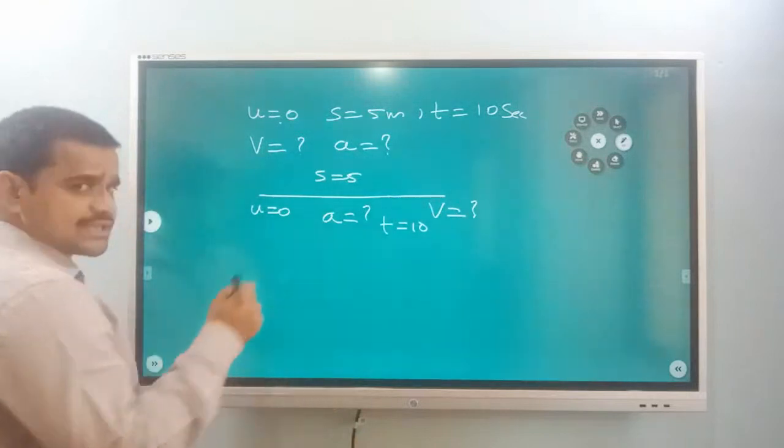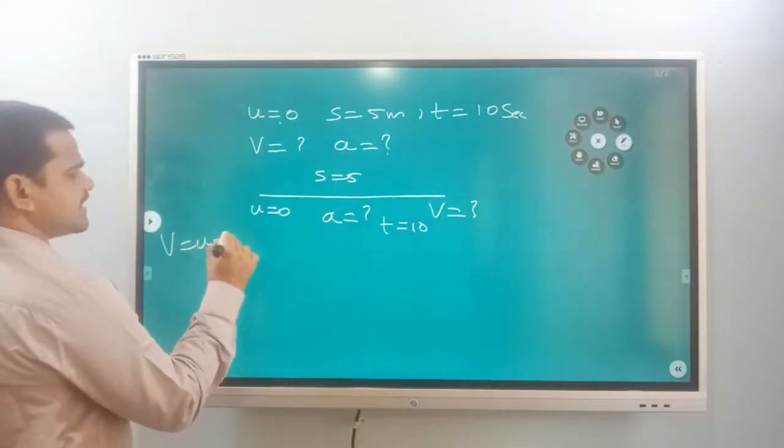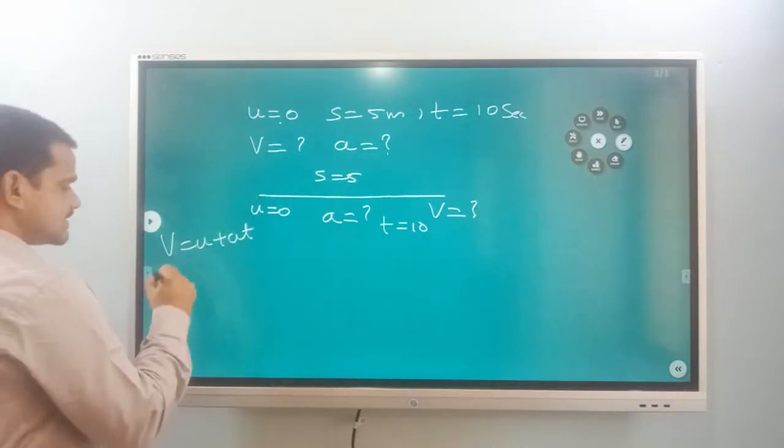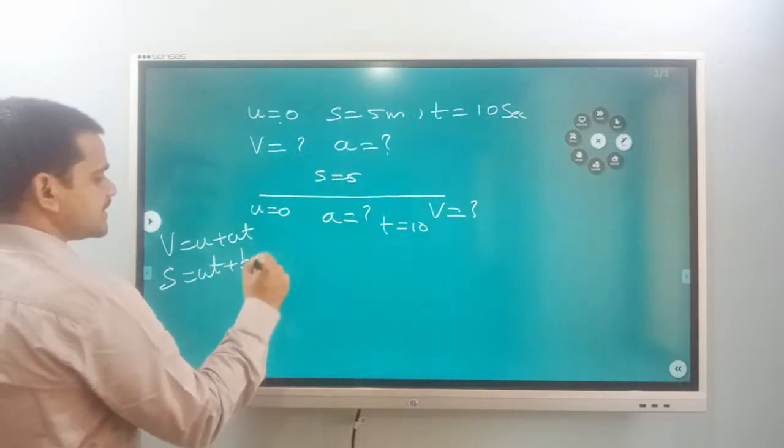We know the equations of motion. What are the equations of motion here? Write them once, if required. v is equal to u plus at. Next, s is equal to ut plus half at square.